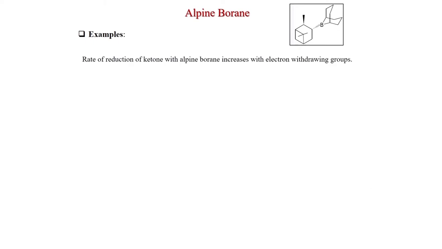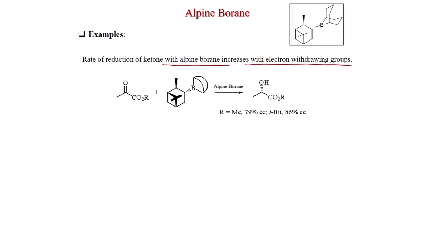More examples: the rate of reduction of ketones with alpine borane increases with electron withdrawing groups, like this pyruvate system. So, if you have methyl, it is 79% ee, and tertiary butyl is 86% ee. So, if you increase the steric group, then the ee increases with the increase in size of R.